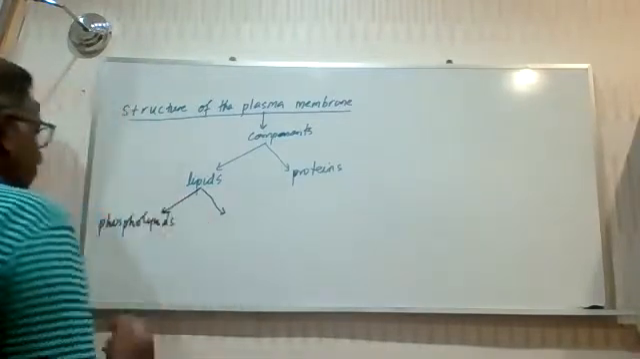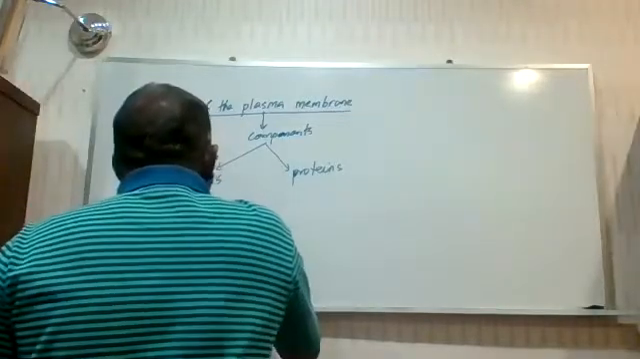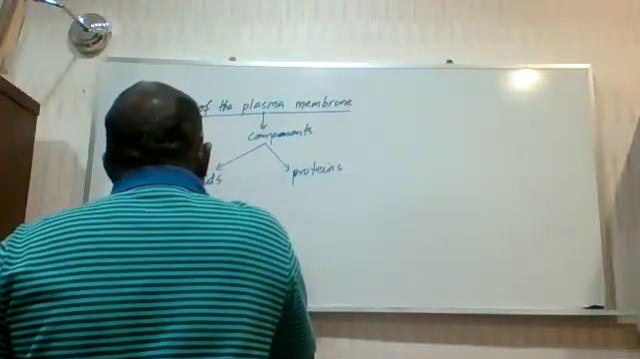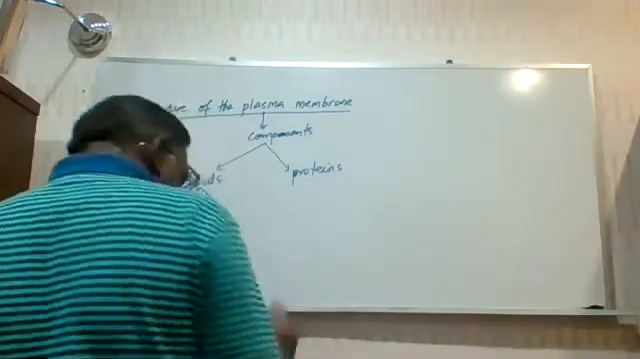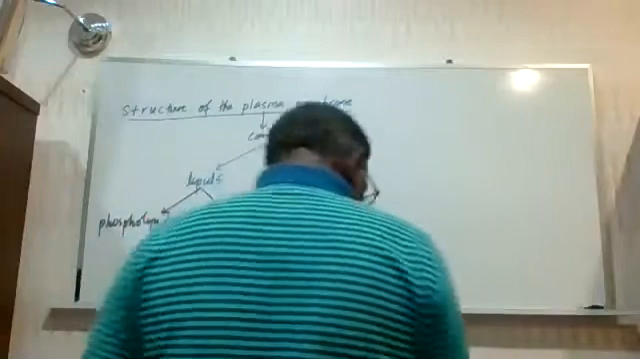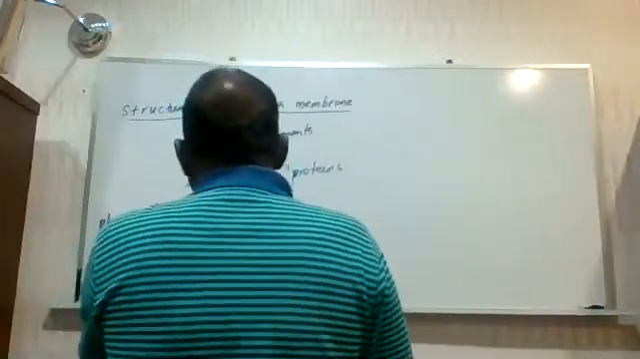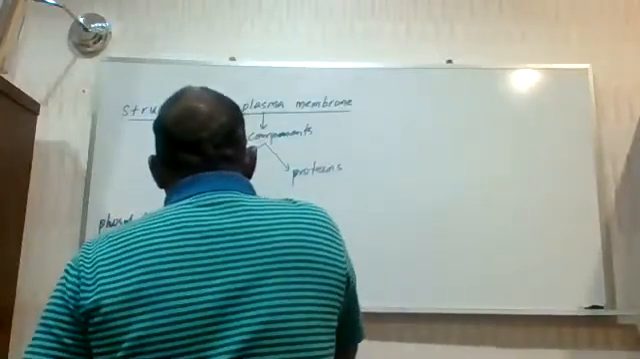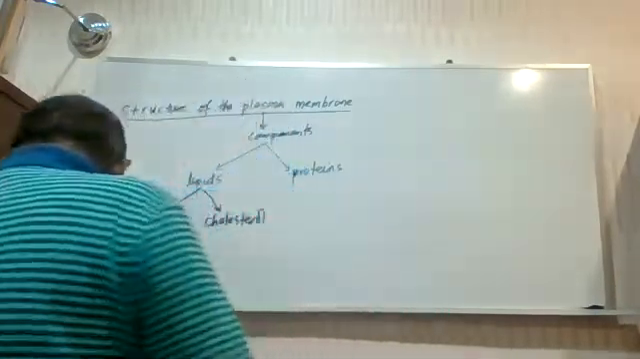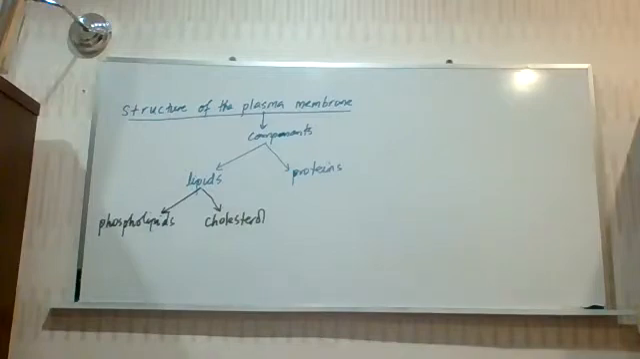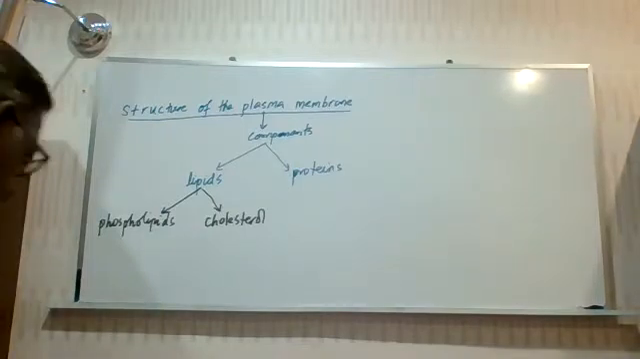That's good enough. And you also have cholesterol, which is a form of a steroid. I'm going to avoid the steroids and just put cholesterol. So basically, the two lipid molecules that make up your plasma membrane are cholesterol and phospholipids. Now, what about the proteins?